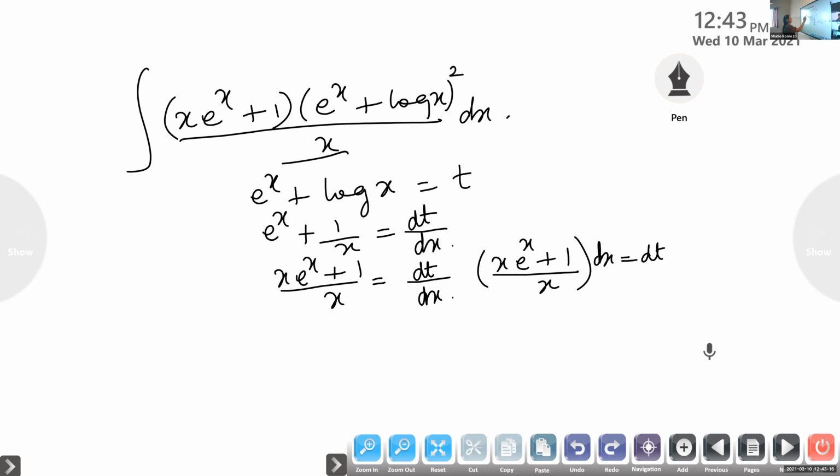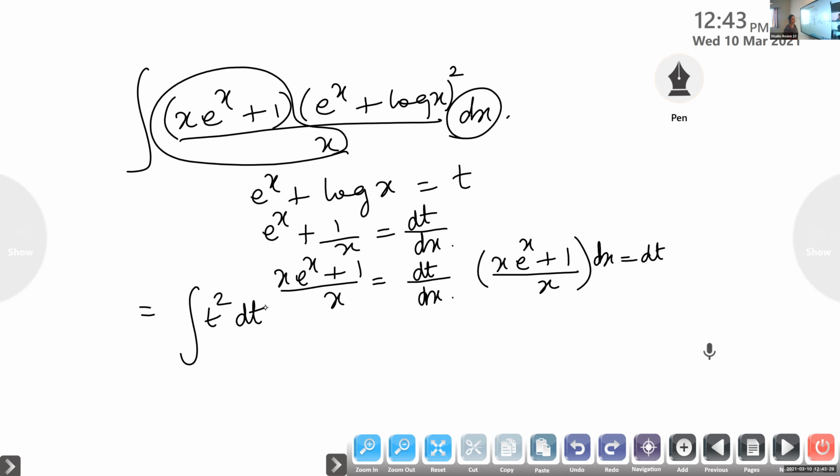So here we can combine this, isn't it? x e raised to x plus 1 into dx, we can combine it and write this as dt, and e raised to x plus log x is t. So we'll get t square into dt. So now what is integral of t square? Is it okay, Tomlin? Yes, ma'am.